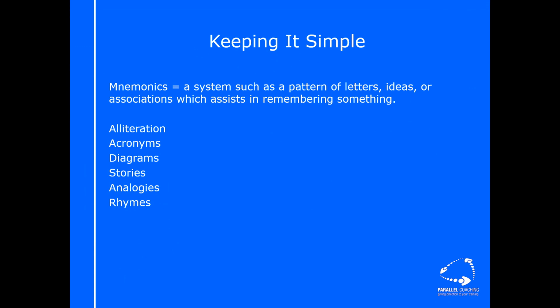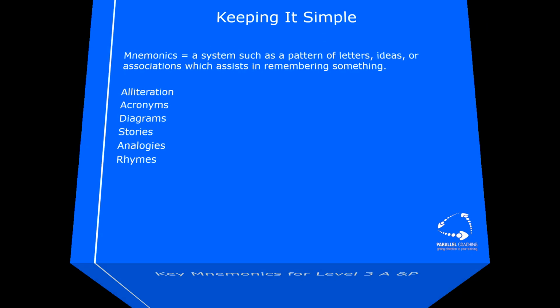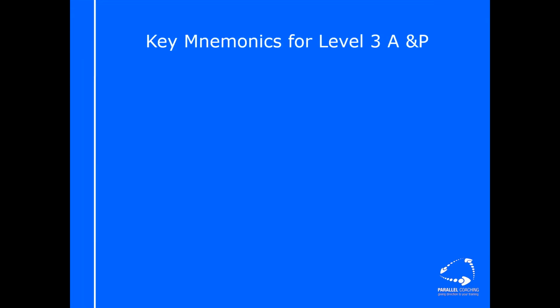Mnemonics are a system such as a pattern of letters or ideas or associations which assist in remembering something. The word mnemonic is a strange word anyway in terms of spelling and looking at it, but don't be scared by that as a word because it allows you to really understand. We're going to be looking at a few of these here today and relating it to your level 3 anatomy and physiology. The ones we're going to look at in particular are the process of alliteration, acronyms, diagrams, analogies, and rhymes. So let's have a look at how these relate specifically to your level 3 anatomy and physiology.